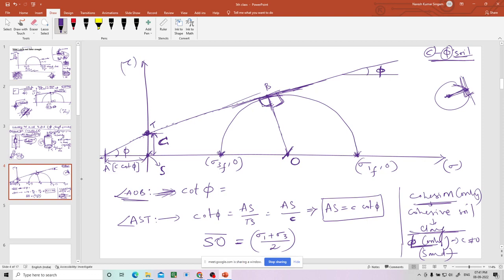Now you know SO, and you know AS, that is C cot phi. Now can someone tell me what is this OB? Now you know AS and SO. I just want to know what is BO in terms of sigma 1 and sigma 3. If you can tell me, that will be very nice.